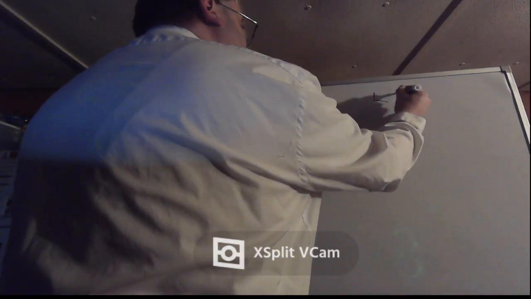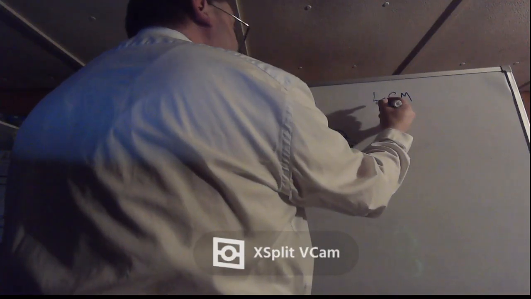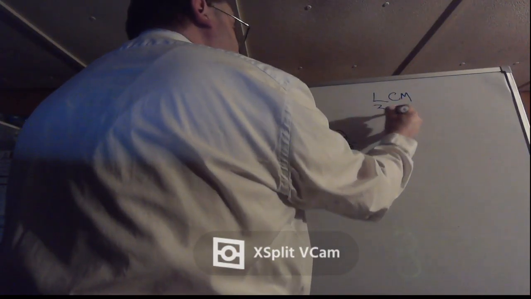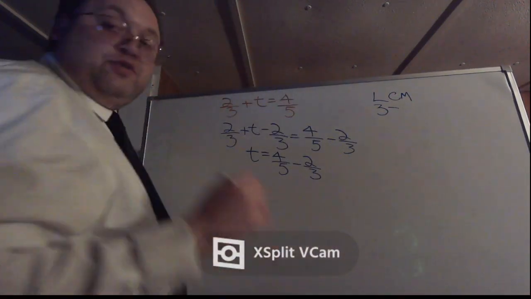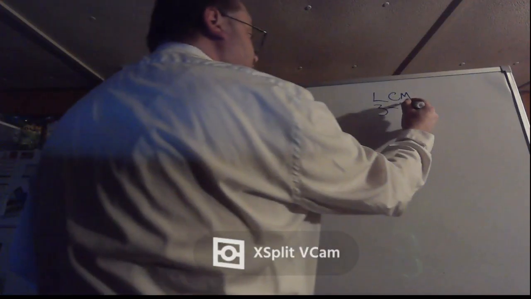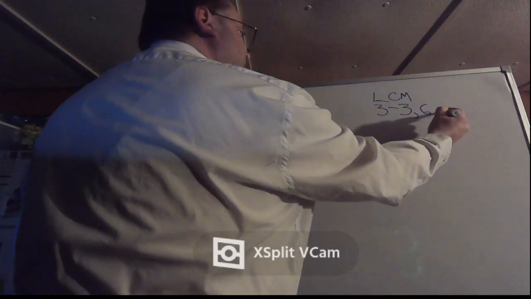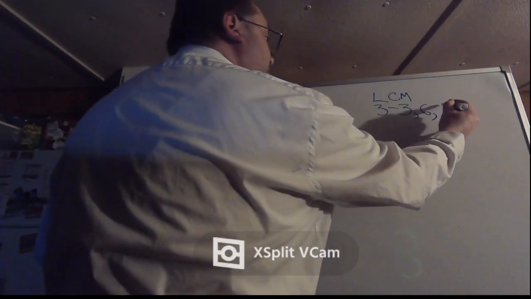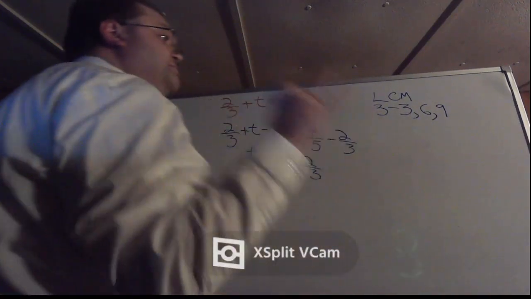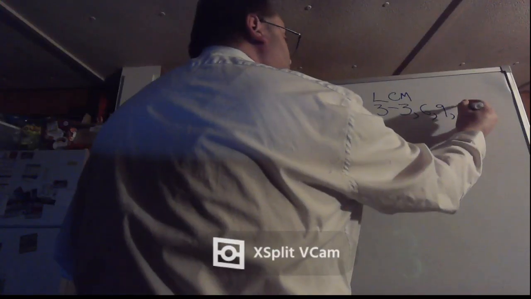So let's see, least common multiple. Let's start with 3 since it's a smaller number. 3 times 1 is 3. 3 times 2 is 6. 3 times 3 is 9. 3 times 4, 12. And then we got 3 times 5, 15.